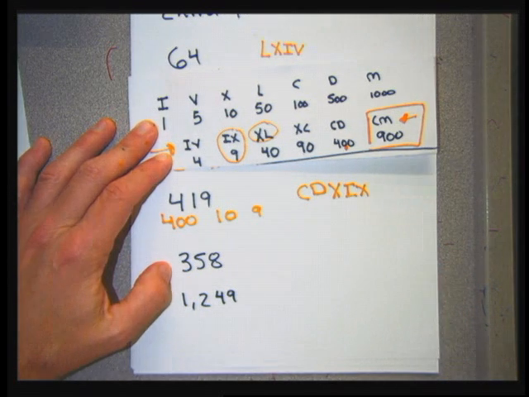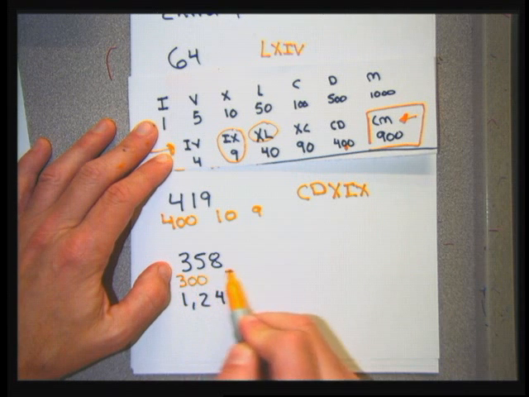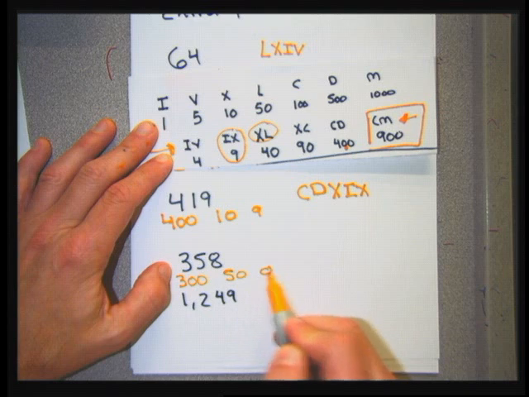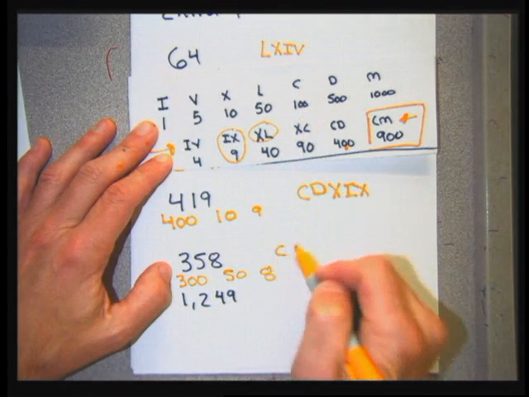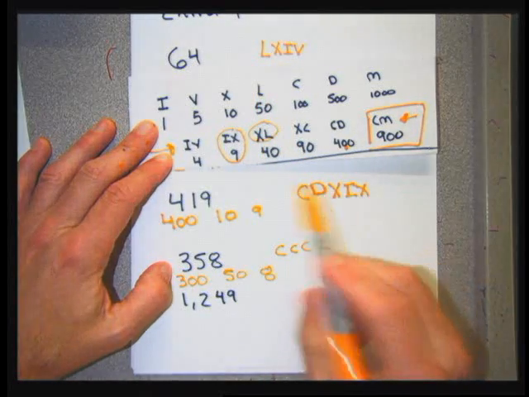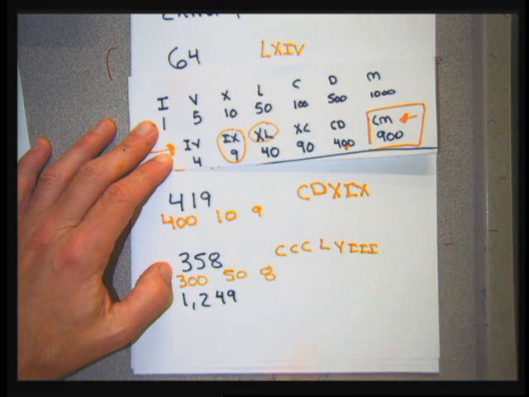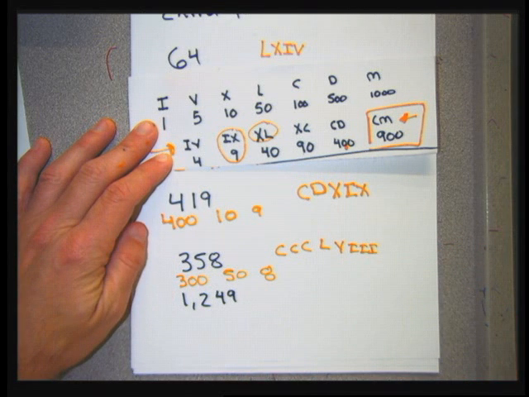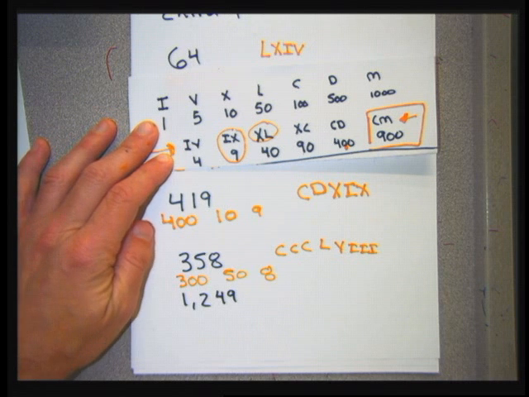For 358, I'm going to get a 300 plus a 50 plus an 8. For a 300, I'm going to write CCC. That's 3 100s. For 50, I'm going to write an L. And for 8, I'm going to write a V for the 5 and an I for the 3 1s. And that gives me the 8. So CCC L VIII would be perfect.